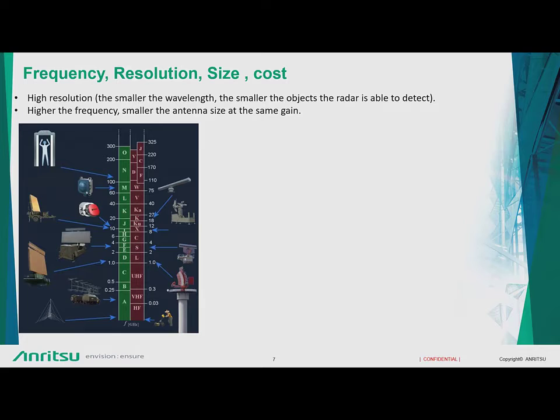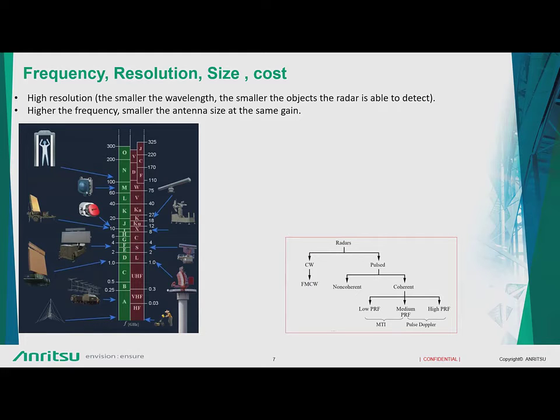And of course, the higher the frequency, the smaller the antenna size, with the same gain. So the advantage you have with higher frequency radar systems is that, number one, they are small in size, number two, there is no compromise on the gain of the antennas, and number three, they are lesser in cost as well.